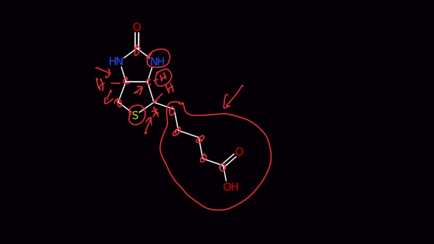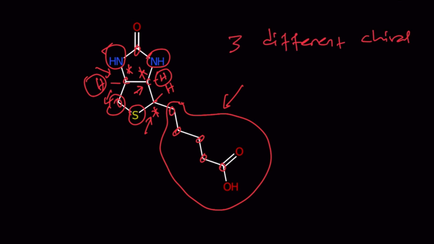So therefore this carbon atom is indeed chiral. Likewise for this carbon, it is chiral. We have hydrogen, we have NH, and then we have CH2, that is the third one, and then we have a CH. Therefore this is also different. So we have 3 different chiral centers in this molecule.